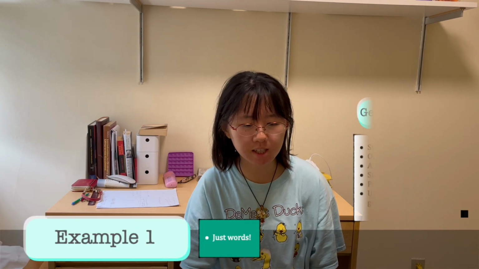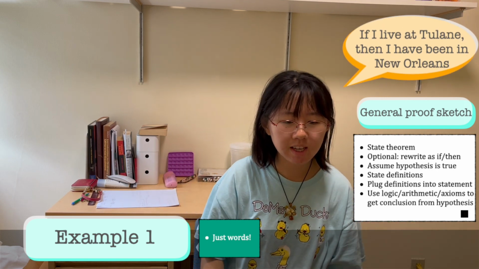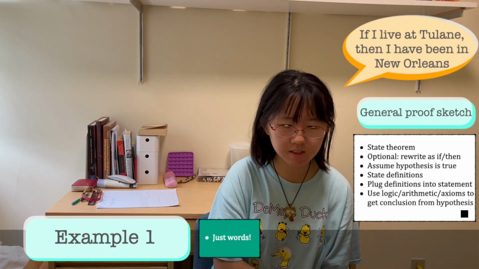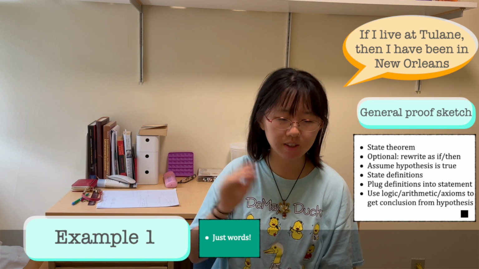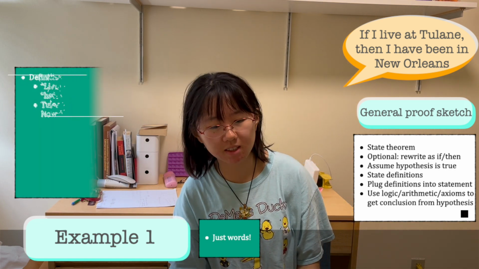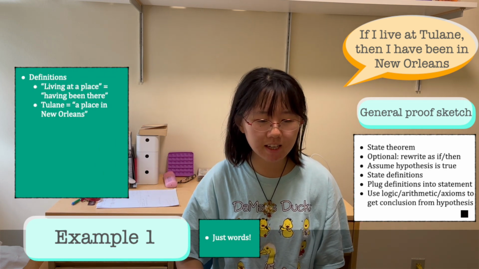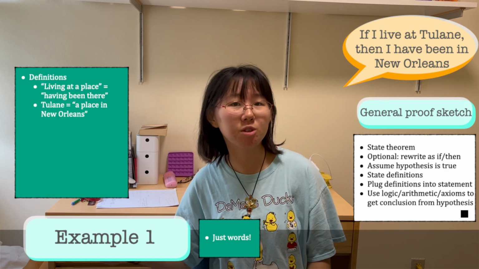Let's do some quick examples, first with just words. So if I live at Tulane, then I have been in New Orleans. Let's first define our things. Living at a place means that you have been there. And then Tulane is a place that is in New Orleans.